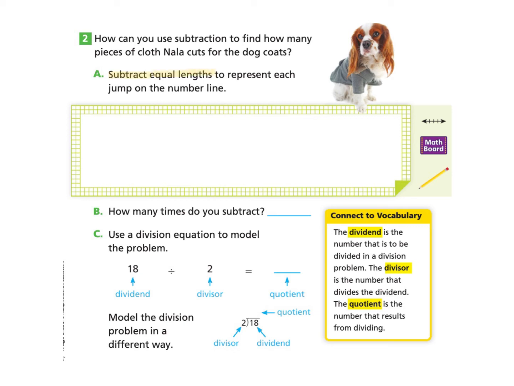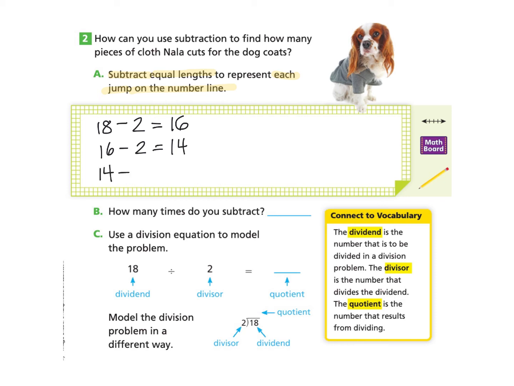Subtract equal lengths to represent each jump on the number line. So we had started with 18 because that was the amount of feet that she had. And then she cut 2 feet, and when she did that, she had 16 feet left to cut from. So we took that 16 and we made another cut of 2, which brought us to 14 feet. And that's how many feet we had left, but we still wanted to keep going until we got to 0.